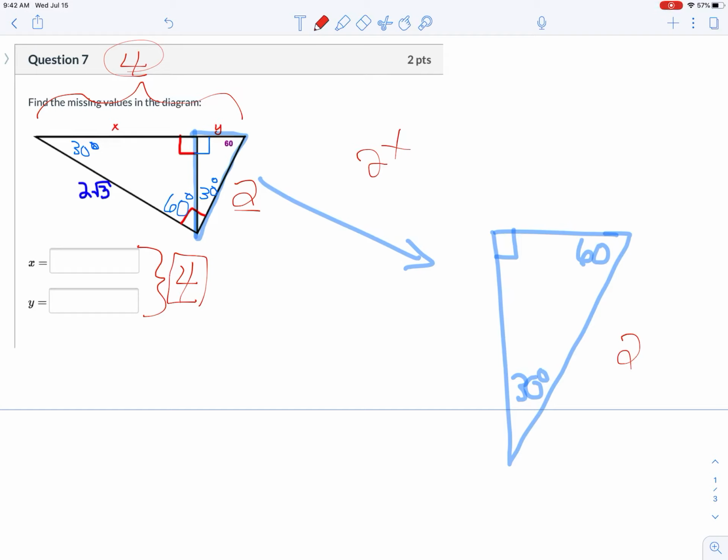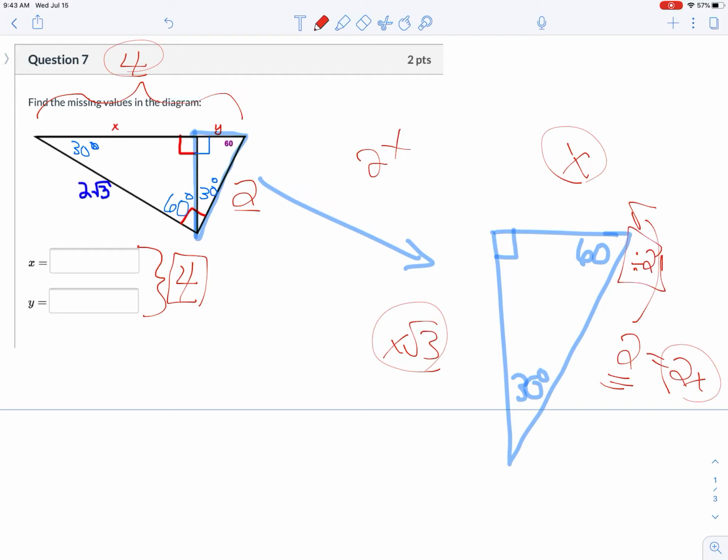and that matches with 2x. There's x root 3. Oh, I see the template of my 30, 60, 90, always. Oh, so look at this. If I wanted to go from the hypotenuse back to the short side, or the side opposite 30, I divide by 2. Is it that simple? Is y equal to 1 in that case? And x then would be equal to 3.